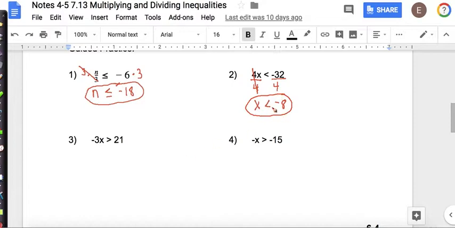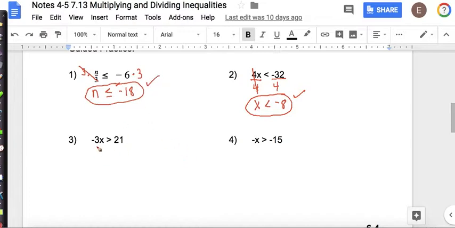So now we have to pick something less than negative 8, so I'm going to try negative 9. 4 times negative 9 is negative 36. Is negative 36 less than negative 32? It is, so put a check mark. We're good to go.